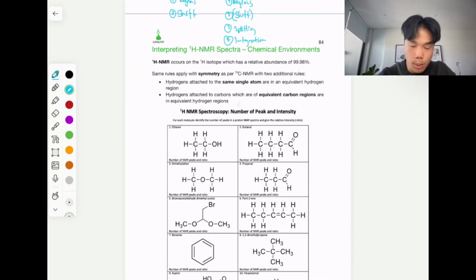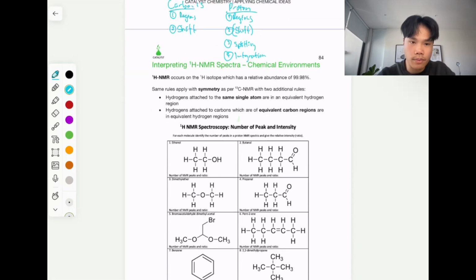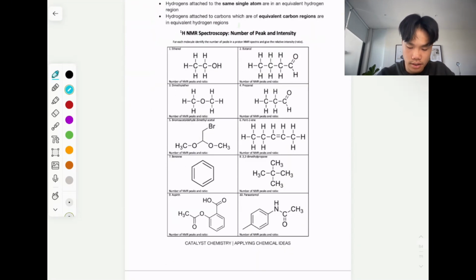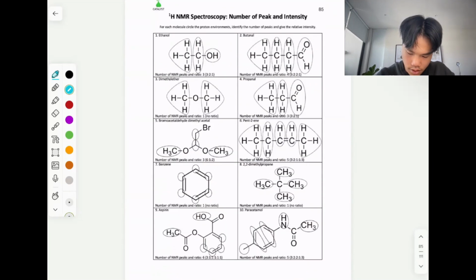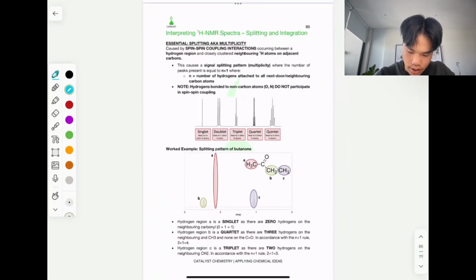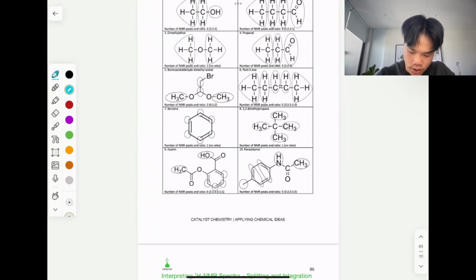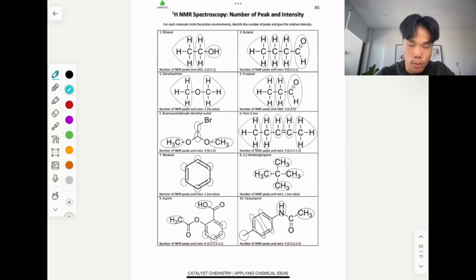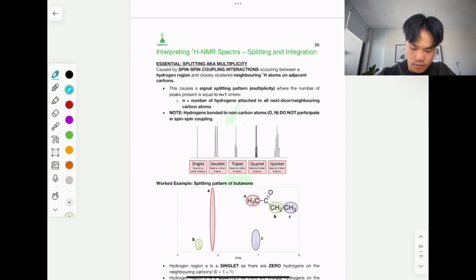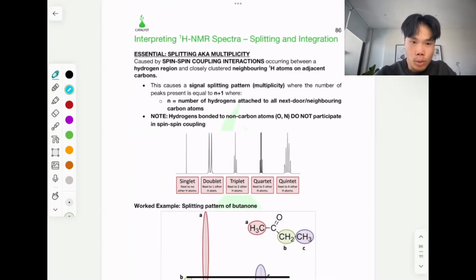Similarly, the number of hydrogen regions reflects how many signals you have. And then the shift is the same. If you have electronegative groups nearby, you expect the hydrogen region to be further to the left, but there are a lot more exceptions here. What is always black and white is splitting and integration.